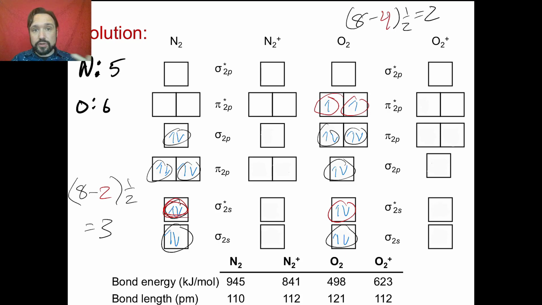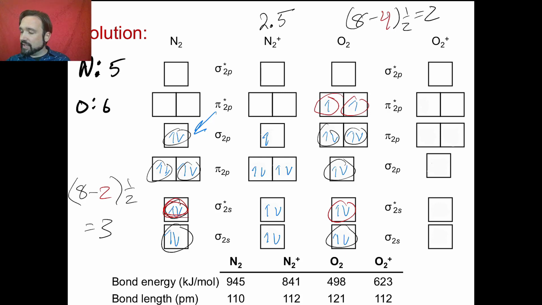Now the trick for looking at the cations and why N2 is less stable and O2 is more stable is where the electron's coming from. If I remove an electron from N2, where does it come from? It's going to come from the highest energy orbital, which is to say this one here. So I lose one of those electrons. What type of an electron am I losing? I'm losing a bonding electron. So now I go from a bond order of 3 to a bond order of 2.5.